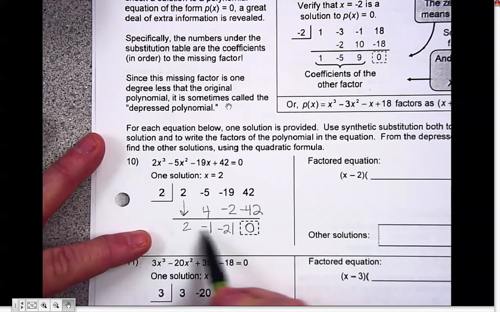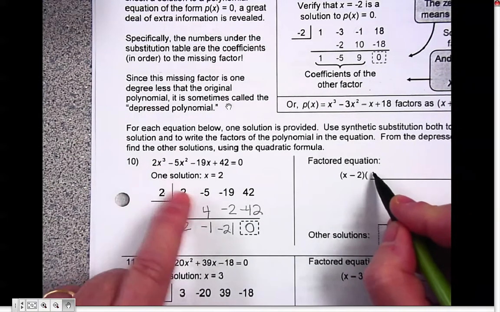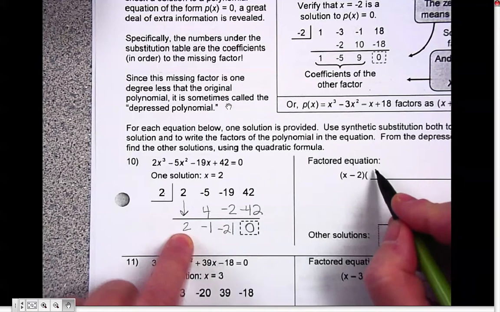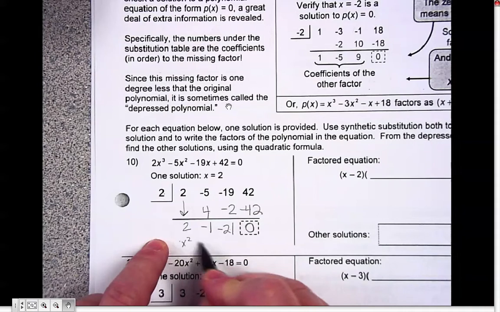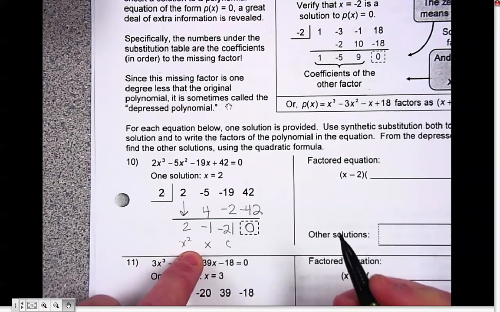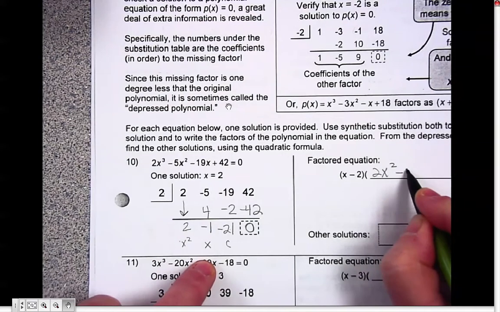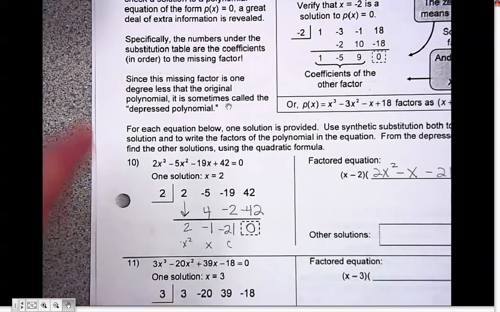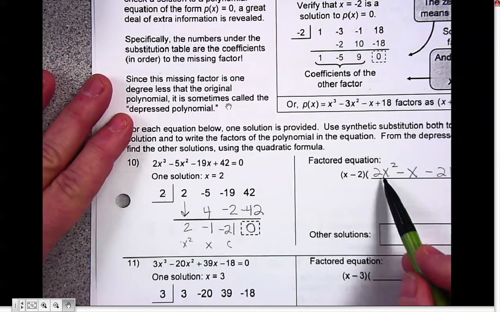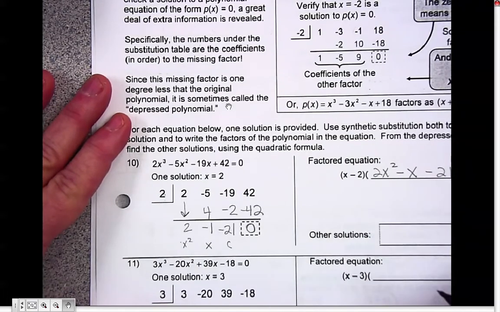Okay, so this is the factor that's left, and what we have left is an x squared. This would start with x squared. We move down one, not with the x to the third, but this would be the x squared, this would be the x, and this would be the constant. So this would be 2x squared minus 1x, or just x, minus 21. Okay, then we're going to use the quadratic formula to find the other two solutions. So we know one solution is 2. We need to find the other two.